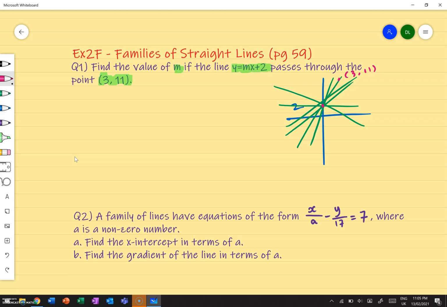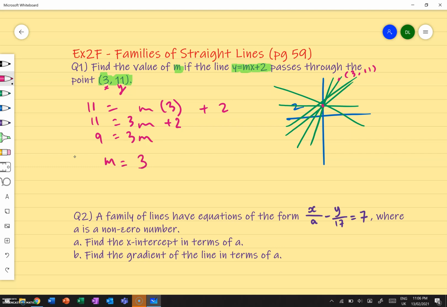All we have to do is solve it as we would a normal equation. We know that's x, we know that's y. So I'm going to rewrite y equals mx plus 2, that's what the question is, and replace our values with what we already have. In this case, x is 3 and y is 11. So I get 11 equals 3m plus 2. I'm going to solve for m because we're finding the value of m. Take away 2 on both sides, get 9 equals 3m, and therefore m equals 3.